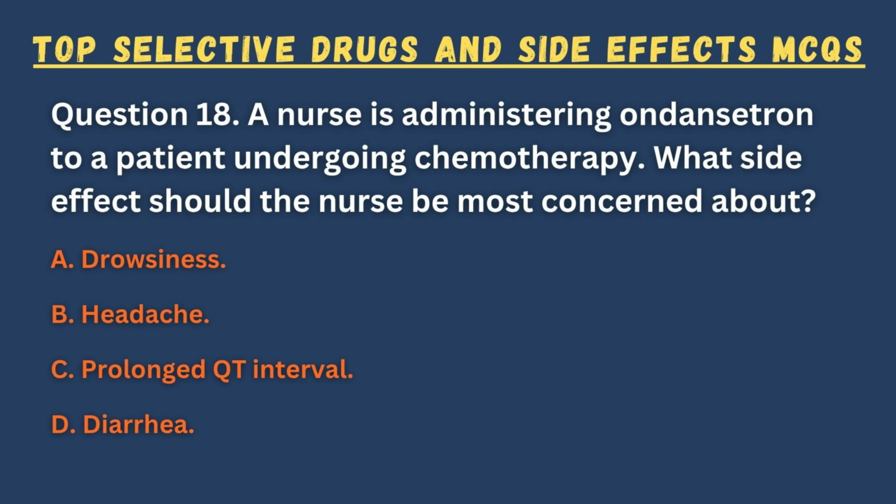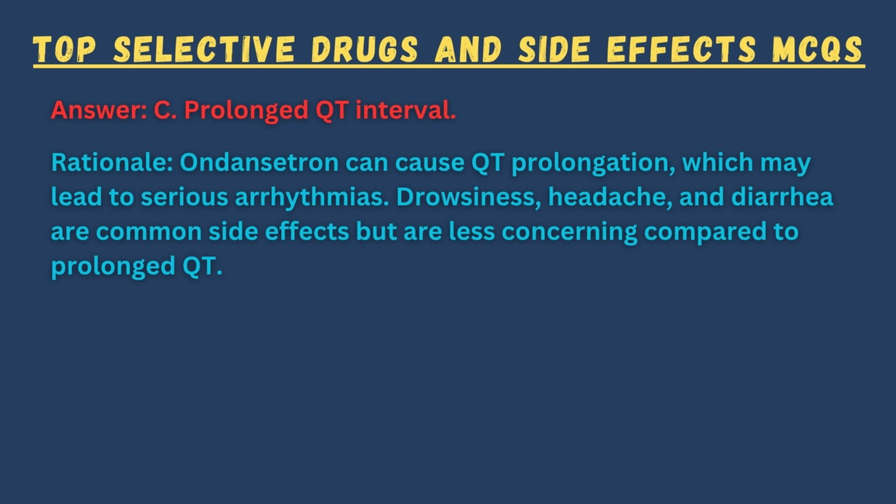Question 18. A nurse is administering ondansetron to a patient undergoing chemotherapy. What side effect should the nurse be most concerned about? A. Drowsiness. B. Headache. C. Prolonged QT interval. D. Diarrhea. Answer: C. Prolonged QT interval. Rationale: ondansetron can cause QT prolongation, which may lead to serious arrhythmias. Drowsiness, headache, and diarrhea are common side effects, but are less concerning compared to prolonged QT.